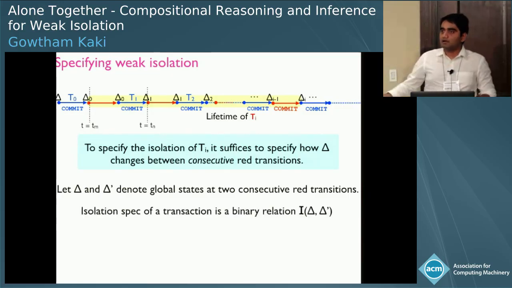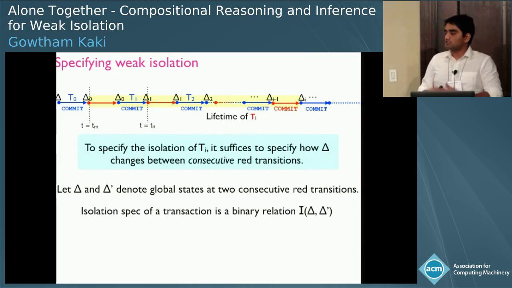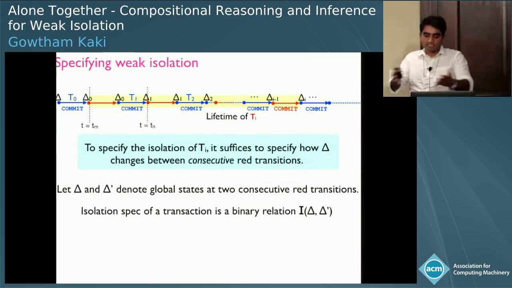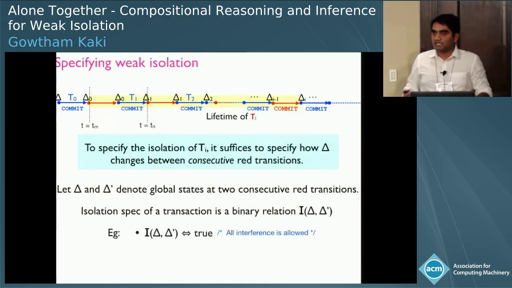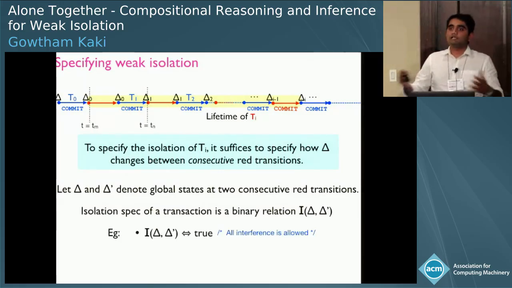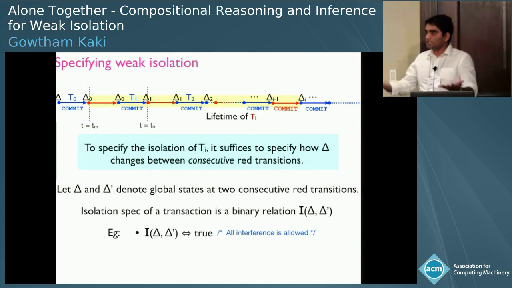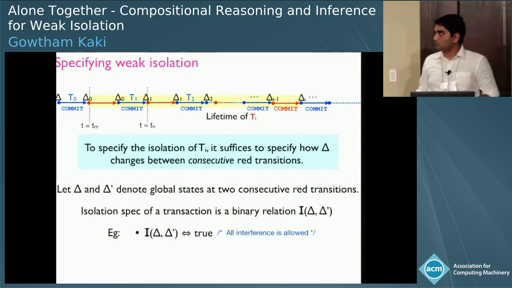We can model the isolation specification of this transaction as a binary relation that relates this delta to delta prime. So, for example, the most trivial isolation specification is true, which allows any interference. That is, delta prime is in no way related to delta, so it can admit any interference between any two red transitions, which is more or less the same as what's shown on the slide.